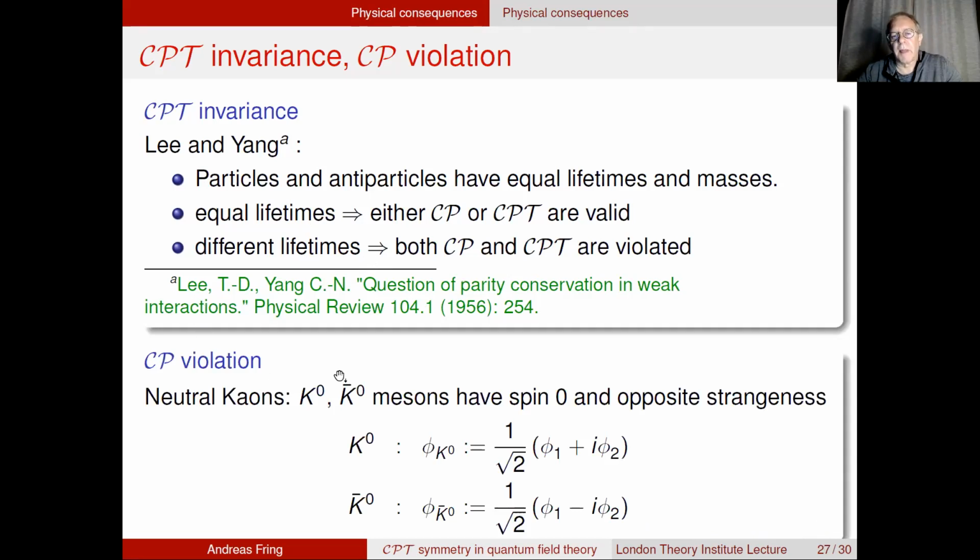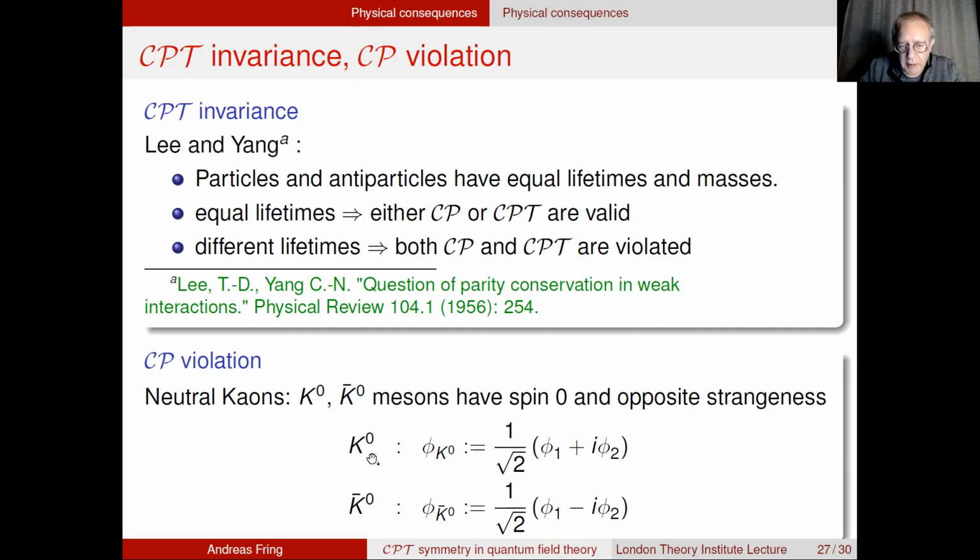And a famous experiment was carried out in the 60s that shows CPT violation. So here is this sort of logic, how you would go about it. And the violation appears in the decay of neutral kaons. So there are two types of K-mesons, K0 and K0 bar. They both have spin, but they have opposite strangeness, and therefore they're different.